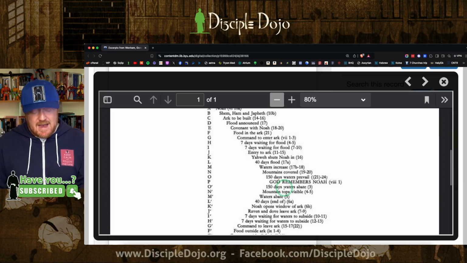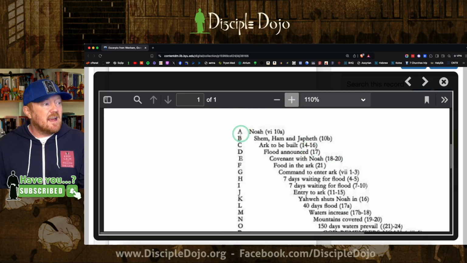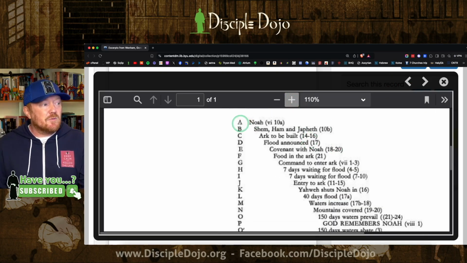We'll do a video because I need to mark that one in this Bible as well. But for now, I wanted to start with Genesis. And I wanted to note, if you're unfamiliar with it, let me zoom in here and you can see what Wenham is saying. The chiasm begins with point A, and that's the introduction of Noah.